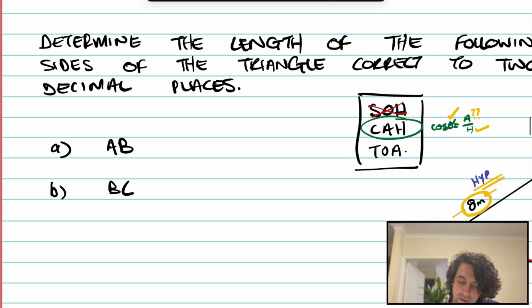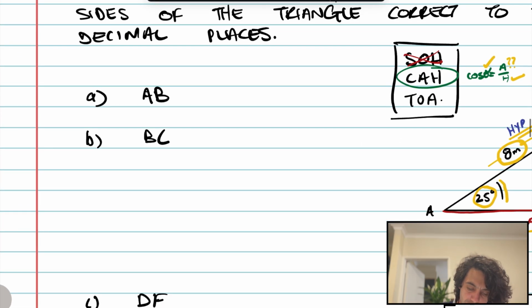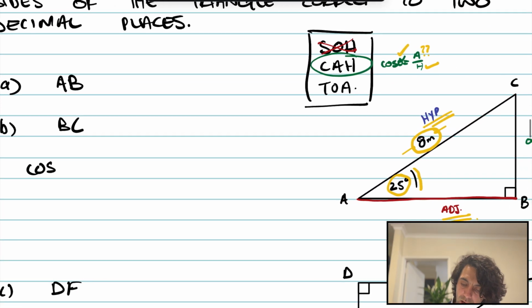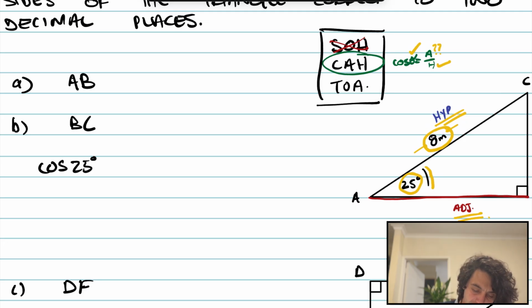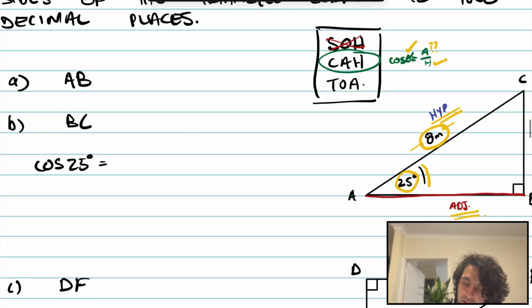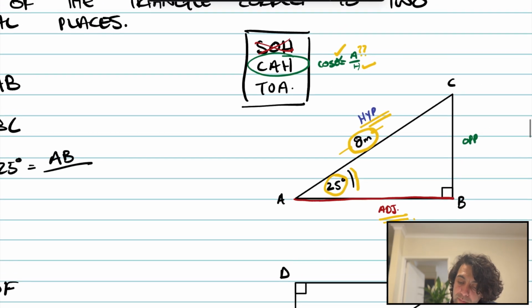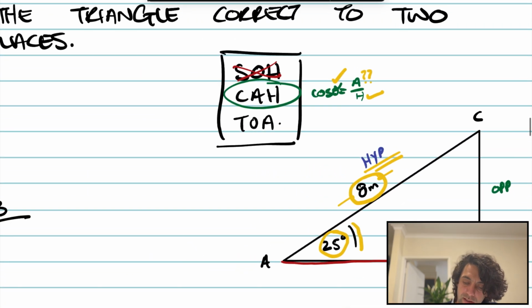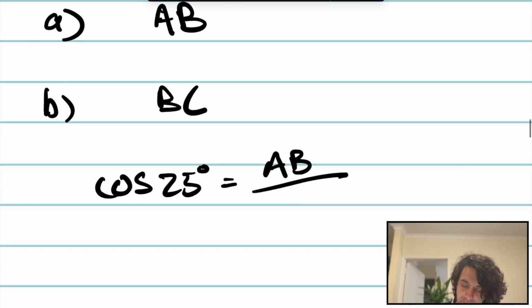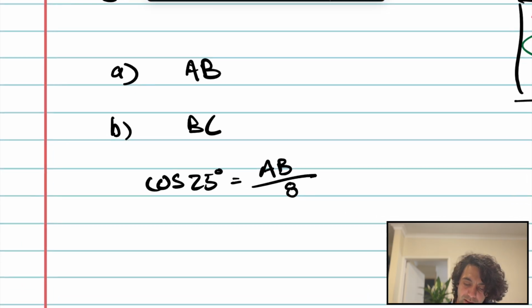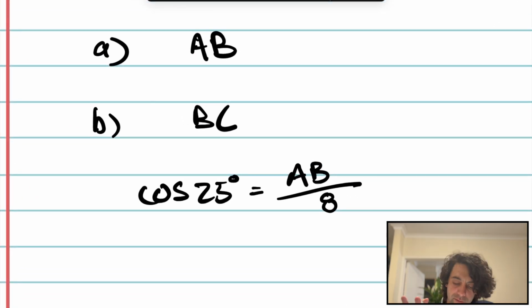Okay, so let us begin. I'm going to write cos of 25 degrees is equal to, now cos is adjacent over hypotenuse, adjacent being the line AB. So cos of 25 equals AB divided by my hypotenuse, which is 8. So I end up with this equation: cos of 25 degrees is equal to AB over 8.